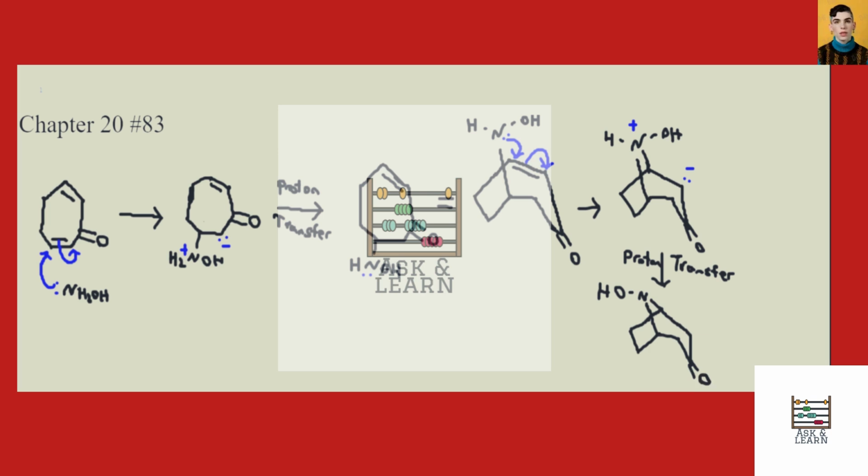Okay, and so there we go. There's our final product. This is the mechanism by which it forms. So it's just the nitrogen attacking a double bond, a proton transfer after that. And then the nitrogen has its lone pair back, and so it can again act as a nucleophile and attack the other double bond in this molecule, and that forms the second ring here. And then another proton transfer gets us to the final product. And that's the answer to chapter 20, problem number 83.